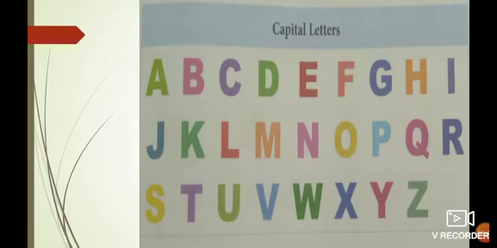Children, if we start counting from A to Z, it will be 26. Okay, that's why it's given there are 26 letters in the English alphabet. You can also try counting from A till Z. You will get 26 letters.